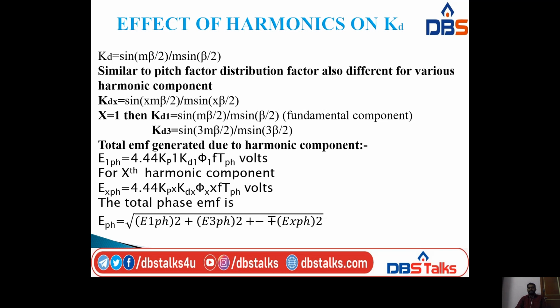And next, total EMF generated due to harmonic components. You know the formula for the induced EMF per phase for the alternator: E1 per phase is equal to 4.44 into Kp1 into Kd1 into phi1 into F into T phase. Here T phase is the turns per phase, Kp1 is the pitch factor for the fundamental component, Kd1 is the distribution factor for the fundamental component, phi1 is the fundamental component flux value, and F is the frequency. Okay, so for the x harmonic component, Ex per phase is equal to 4.44 into Kpx into Kdx into phi x into F into T phase volts.